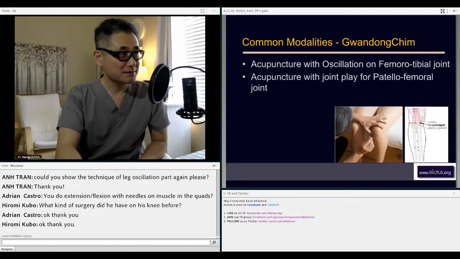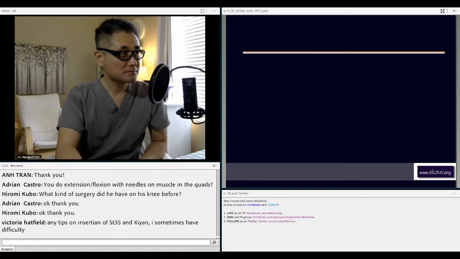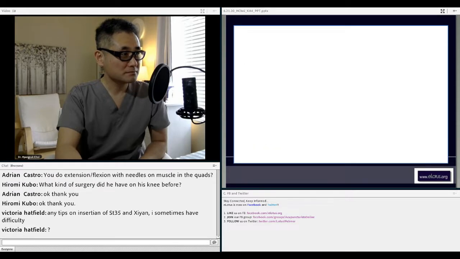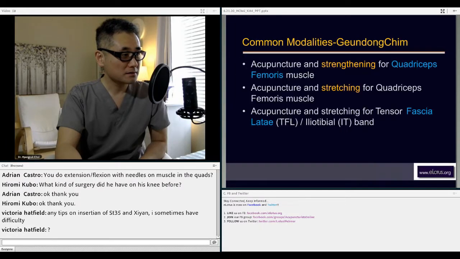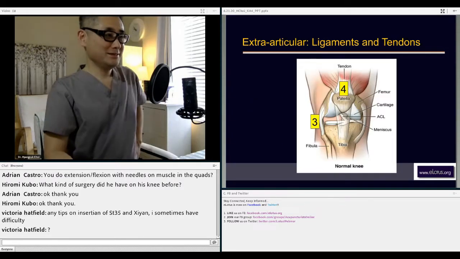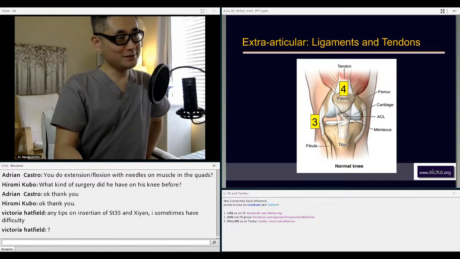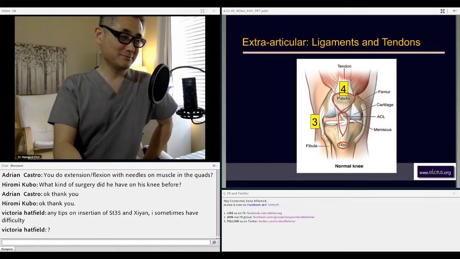Ligament and tendons. Here is what I want to discuss with you. What do you call this part, the white connective tissue between the patella and tibia? Is it a tendon or a ligament?